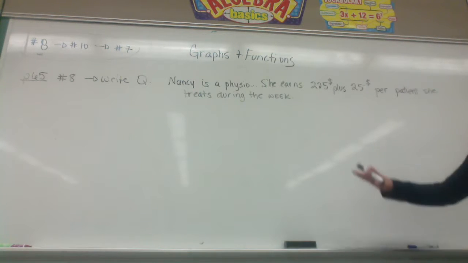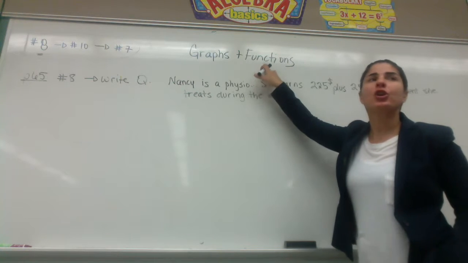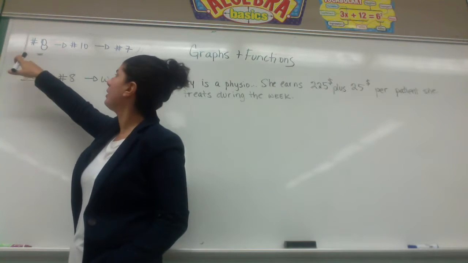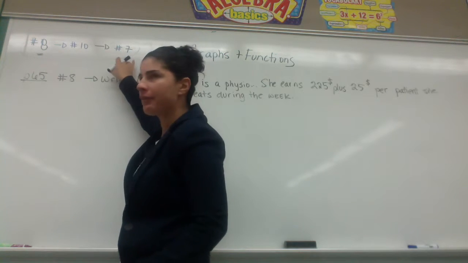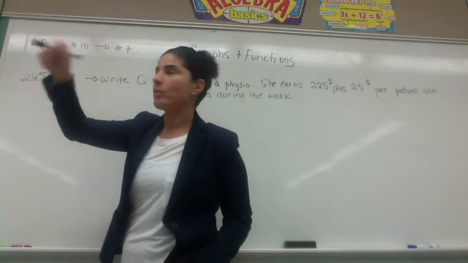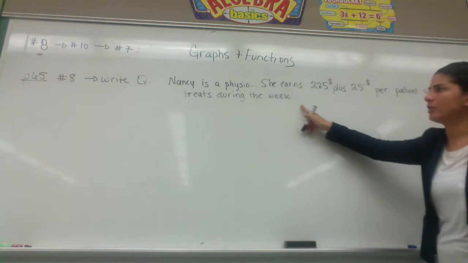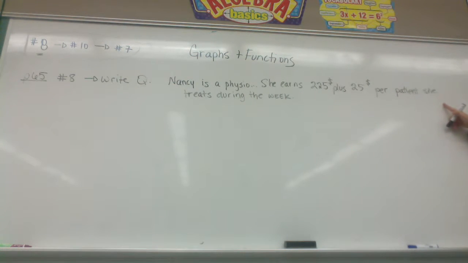Okay, so we're going to start our lesson on graphs and functions. And we're going to use three numbers from our red book, number 8, number 10, and number 7, as examples to guide this lesson. We're going to start page 65, number 8. So I asked you all to write the question. There's the question. Nancy, the physiotherapist, she earns $225 plus $25 per patient she treats during the week. This question is always on tests, final exams, and midterms. This type of question is always there.